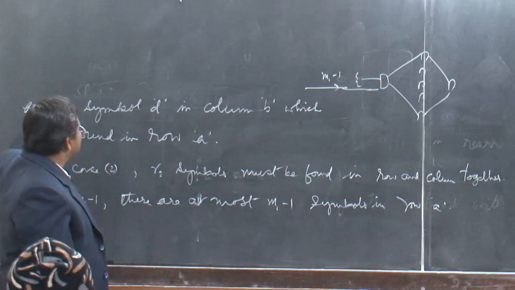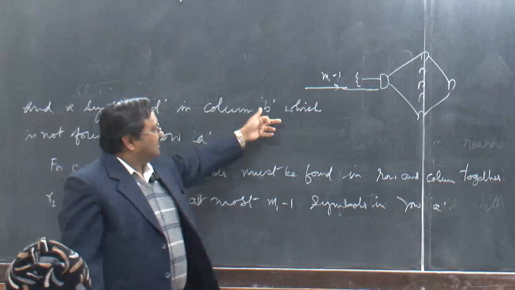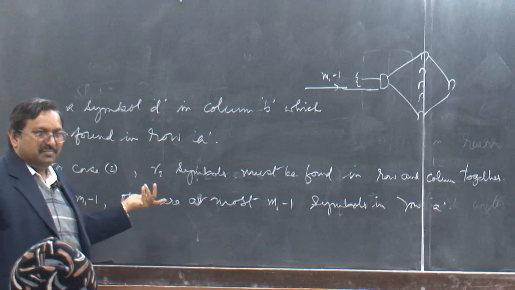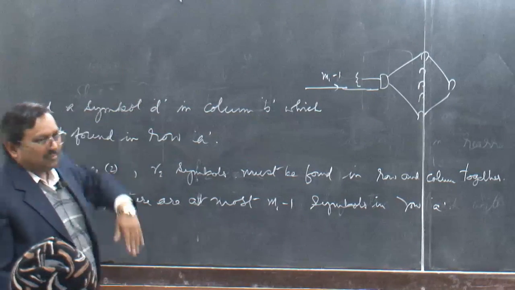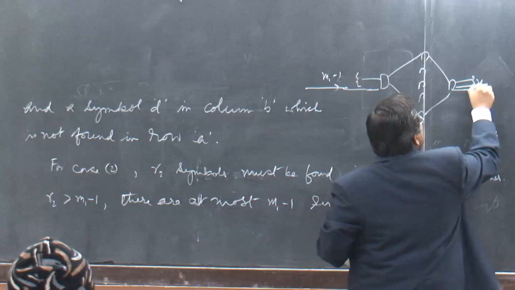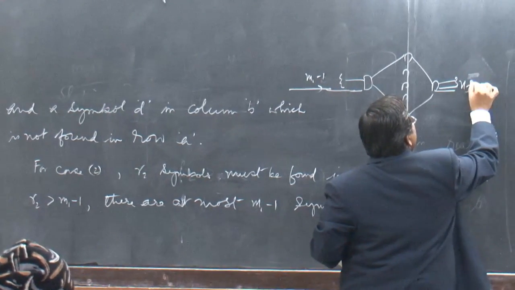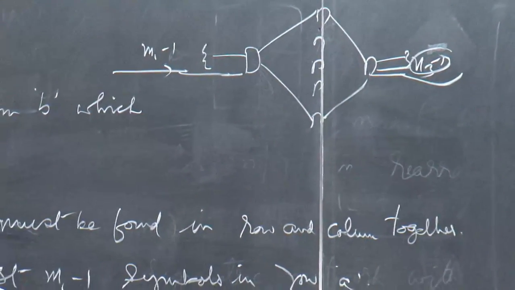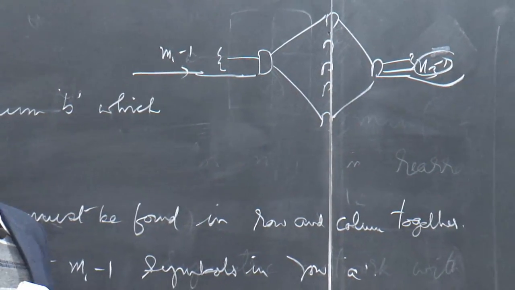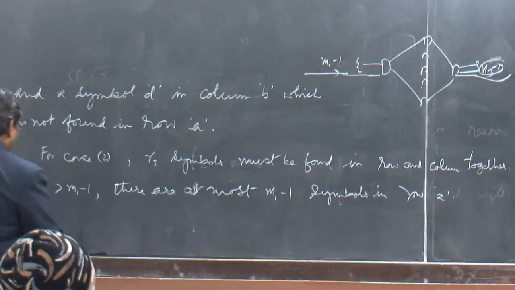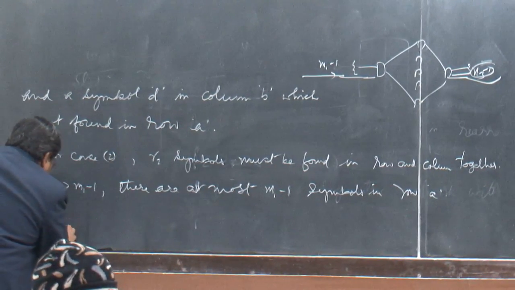So my first statement, about symbol D which exists in column B and is not found in row A, is true. Look at it from the output side. There N3 minus 1 must be occupied, so 1 is free, which you want to connect. Same rationale, using the same principle. I call it a symmetric argument.